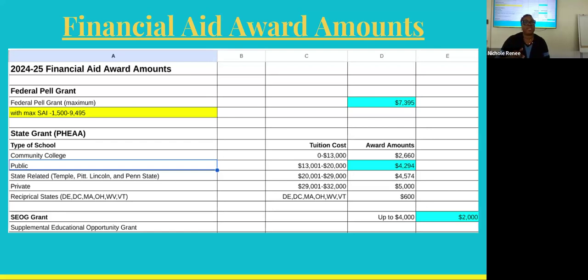The next amount of money that you can get is your state grant. So your state grant money is going to be allotted by the cost of the tuition at the school that you're going to go to. So if you look at this graph, you'll see if you're going to go to a community college or any school that's up to $13,000, the max that you're going to get on your letter is $2,660. Okay. If you go to a public state college, which the tuition is between, let's say, 13 and 20, the max amount that you're going to get is $4,294, and so on and so forth. You see all these other numbers here, right?